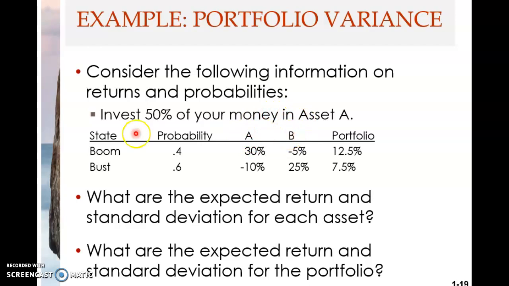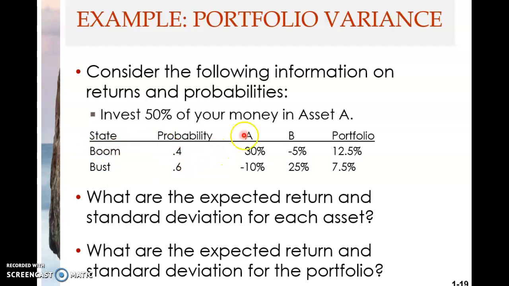So, here you are given the boom and bust. There are only two states, not three. Two possible states. These are the probabilities of the two possibilities. 40% chance that there will be a boom, 60% chance there will be a bust. Bust here means recession. Boom means high positive economic growth.